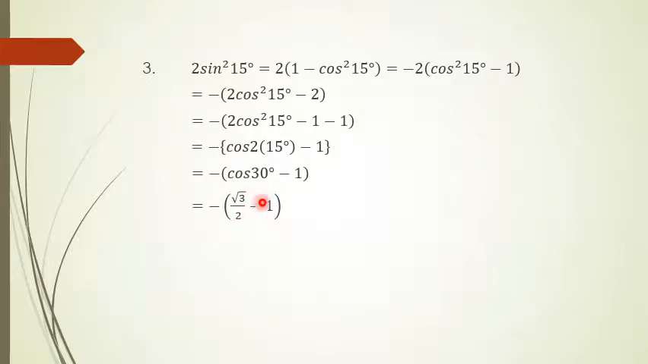Putting this under one common denominator, we obtain minus root 3 minus 2 all over 2. And multiplying the negative inside, it will change this to negative and this one to positive. So the final answer is what we were required to show, that 2 sine squared 15 degrees equals 2 minus square root of 3 all over 2.